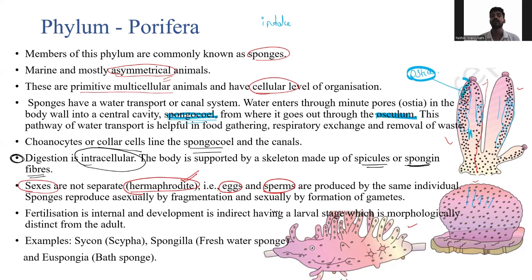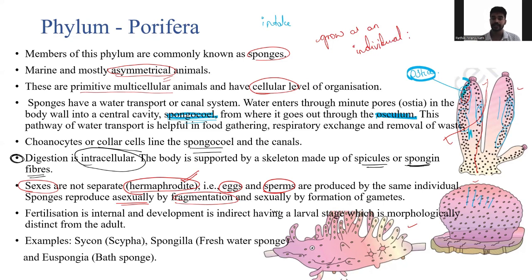And coming to the reproduction part, it either follows asexually, that is by the fragmentation process. That means, if you imagine this fragment got cut off, then what happens? The fragment which is separated from the parent body is going to grow as an individual. So this is one point.